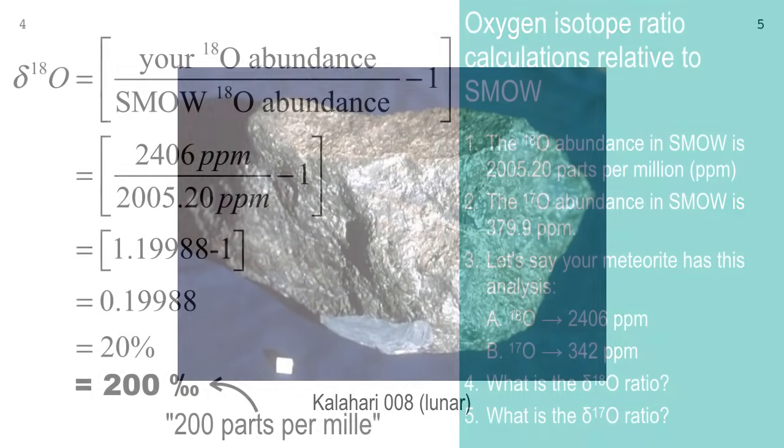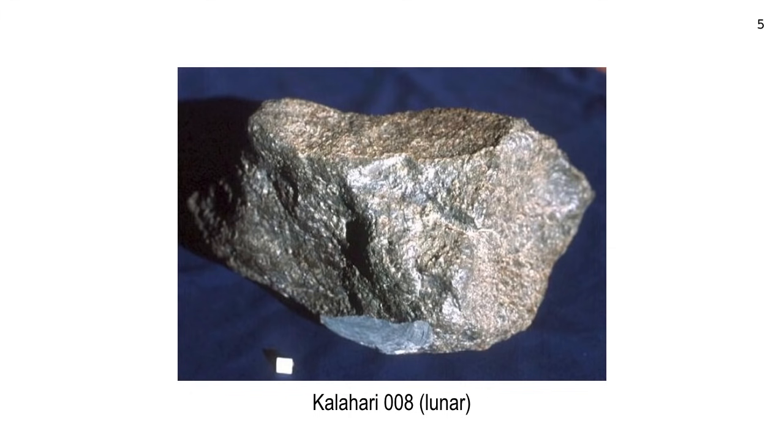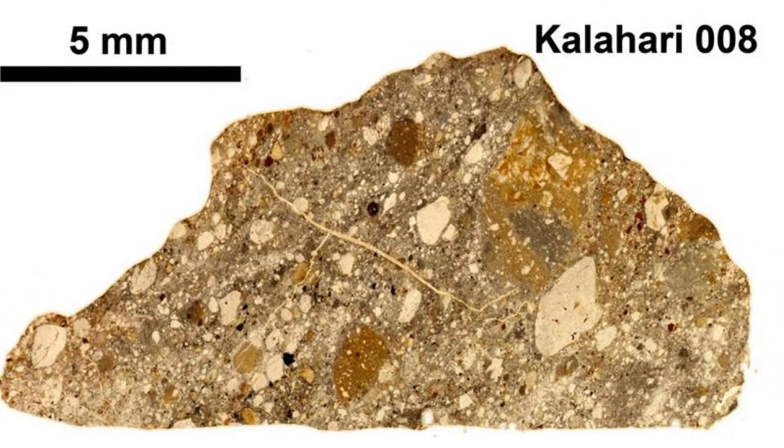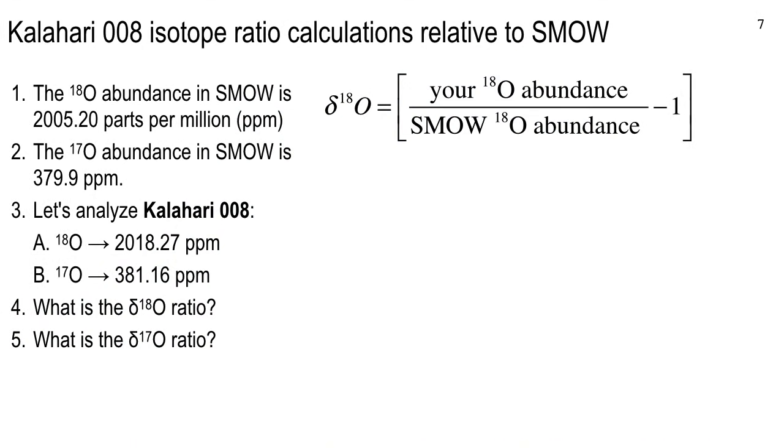Okay, let's do another meteorite. This is Kalahari 008, and it's a lunar meteorite. Here's another picture of a slice of it, a fairly small slice off the front end. How do we know it's a lunar meteorite? Well, it was picked up in the Kalahari Desert. Somebody found it and said, oh, that's a meteorite. And so then they analyzed it, and they came up with delta 17 and delta 18. So here are the specs for Kalahari 008.